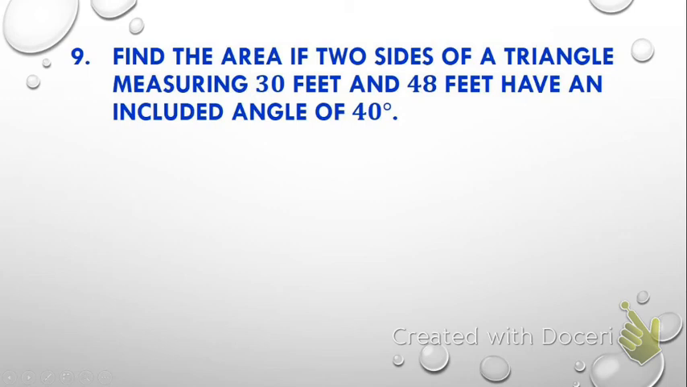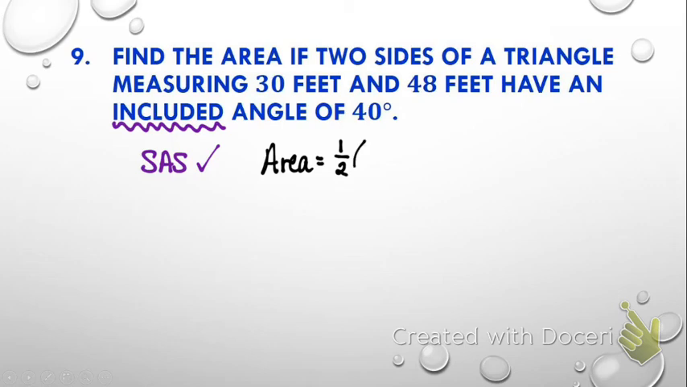Find the area of a triangle with 2 sides measuring 30 feet and 48 feet, having an included angle of 40 degrees. Do I have side angle side? Yes. What word tipped you off that it was side angle side? Included. That means in between them. So area equals 1/2 times what? 30 feet times 48 feet times sine of 40 degrees. Pop it in your calculator.